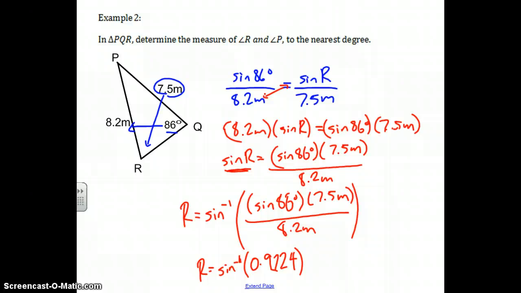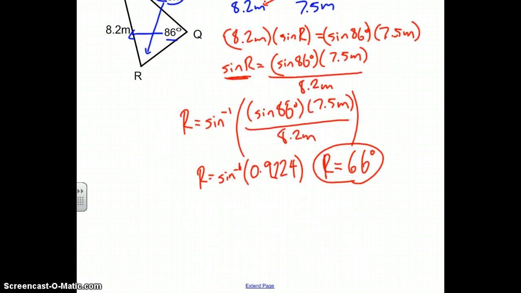Then you can take sine to the negative 1 of that number, and we get R equals the angle here. It says to the nearest degree, so we round to 66 degrees. So we get that angle R is 66 degrees.